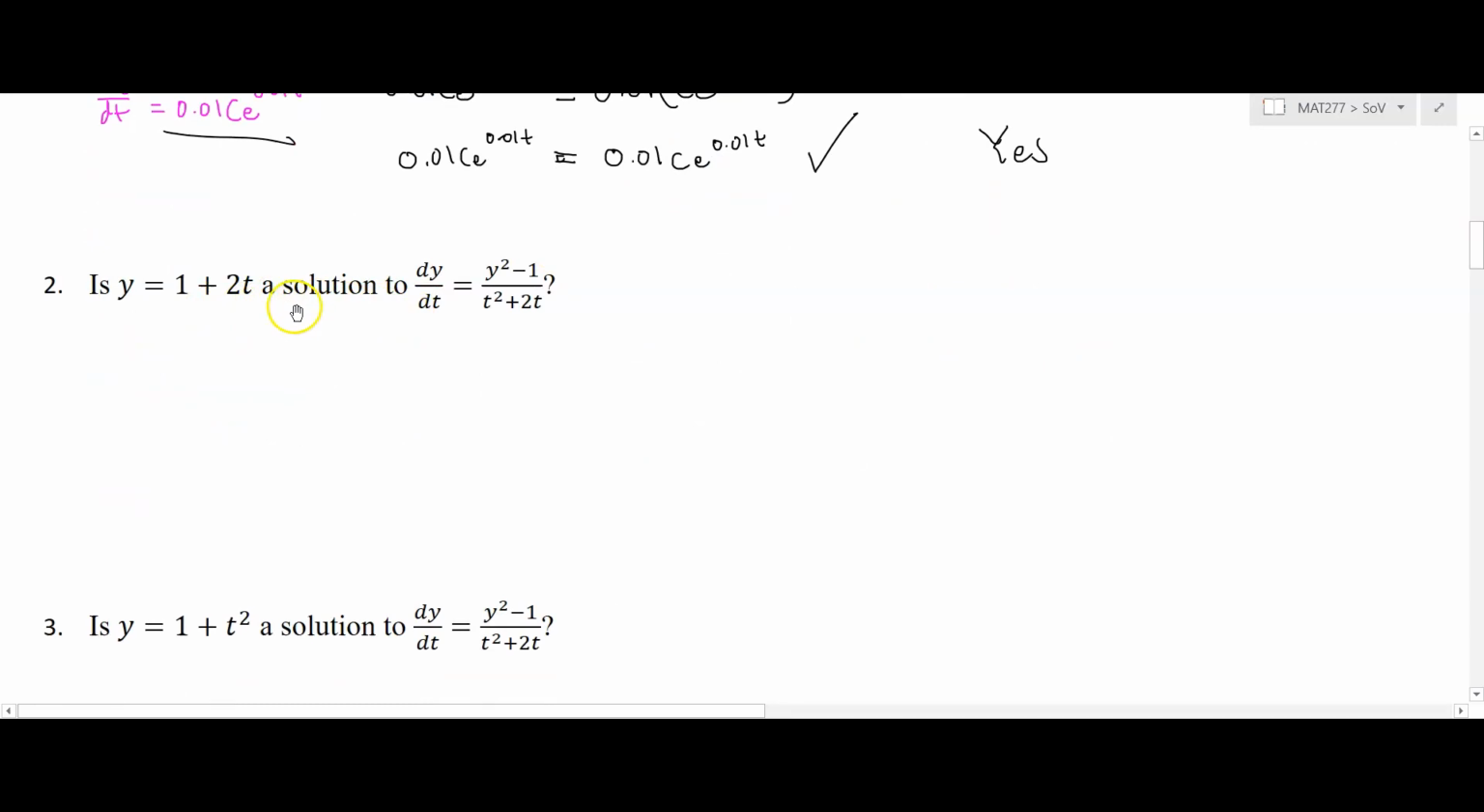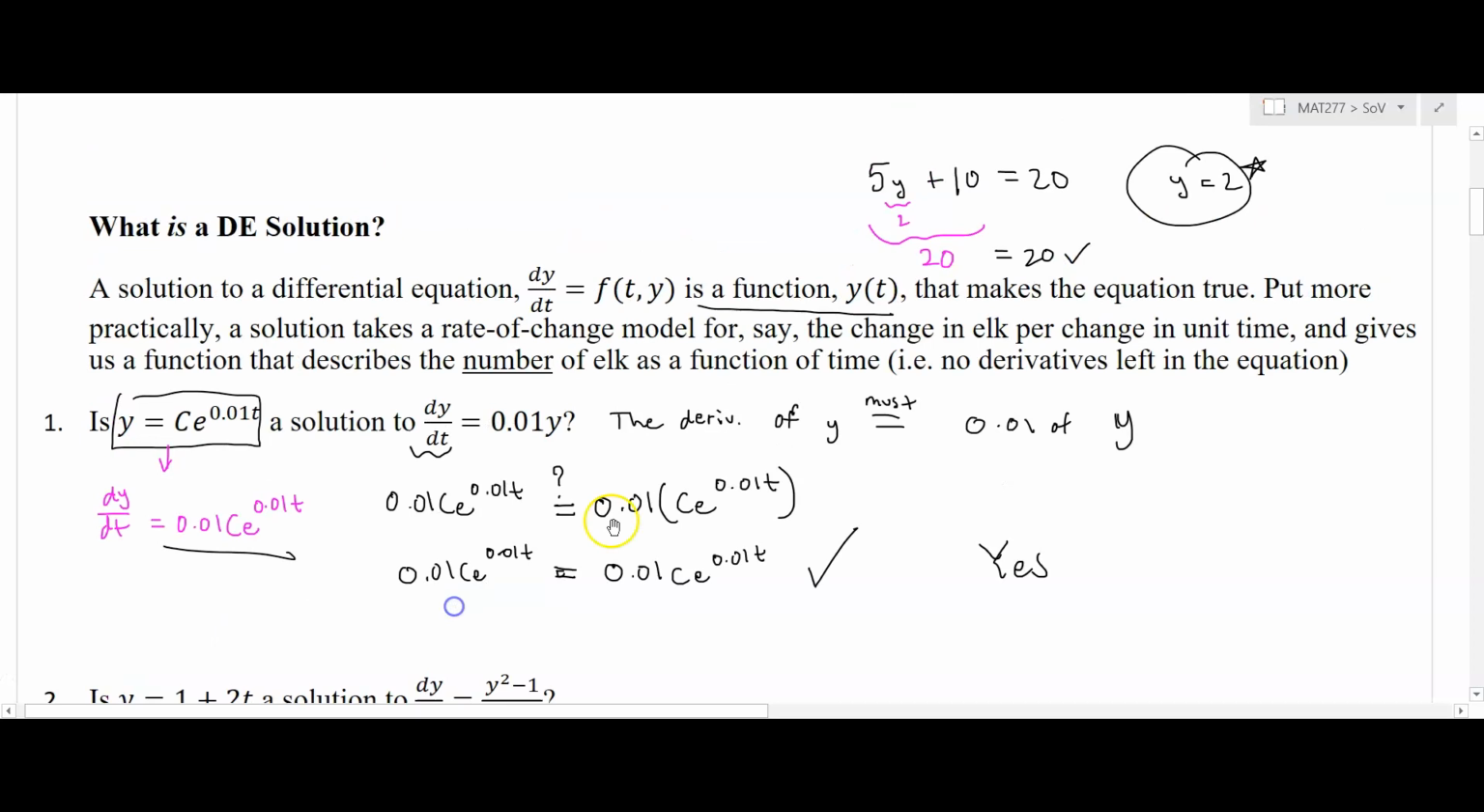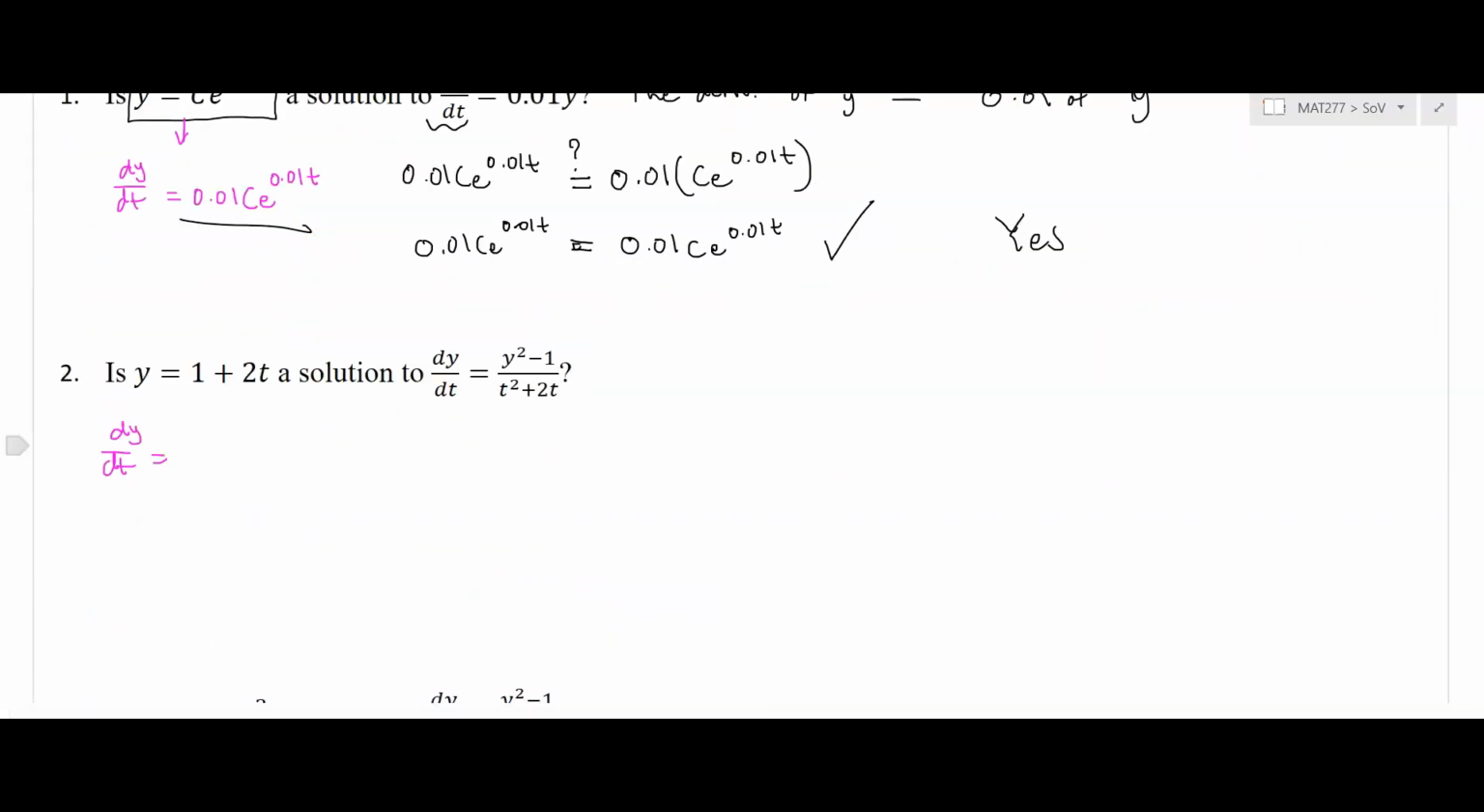Is y equals 1 plus 2t a solution to this messy ratio, y squared minus 1 over t squared plus 2t? So again, the first thing we need to do is, if we claim that y equals 1 plus 2t is the solution, then I need to find its derivative because I'm going to have to plug in the derivative of that function. This is where this varies a little bit from what we used to think of as a solution. When we plugged in y equals 2, we didn't have to take its derivative. But with differential equations, it's that extra layer of complexity. Now the derivative of 1 is 0, the derivative of 2t is 2.